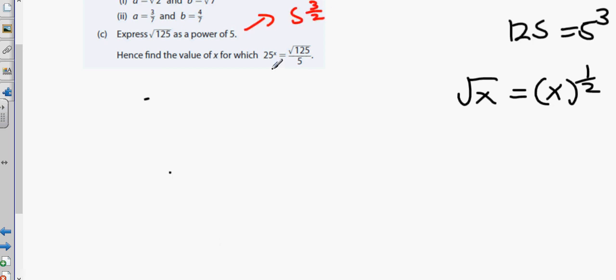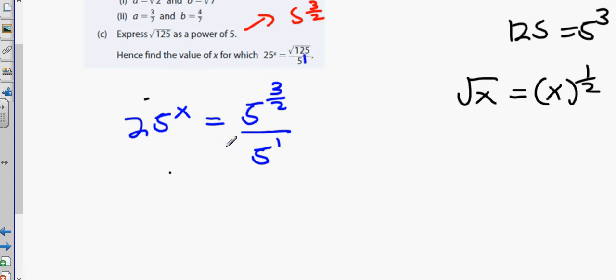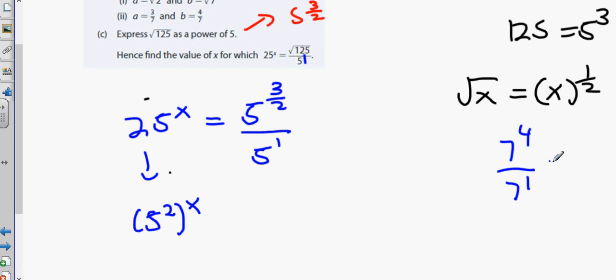Okay, 25 to the power of x equals the square root of 125, divided by 5. We know that's 5 to the power 3 over 2, and we know that the bottom is 5 to the power of 1. Now we've got to change 25 into 5s, so 25 is going to turn into 5 squared to the power of x. This rule here is basically the same thing as 7 to the power of 4 divided by 7 to the power of 1. The answer is 7 to the power of 4 minus 1, which is 7 to the power of 3. So we have to do the same thing here. We've got to get 5 to the power of 3 over 2 minus 1.